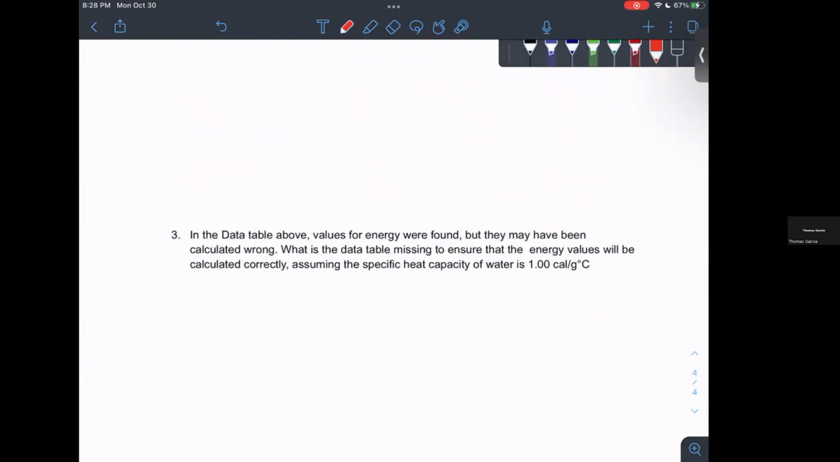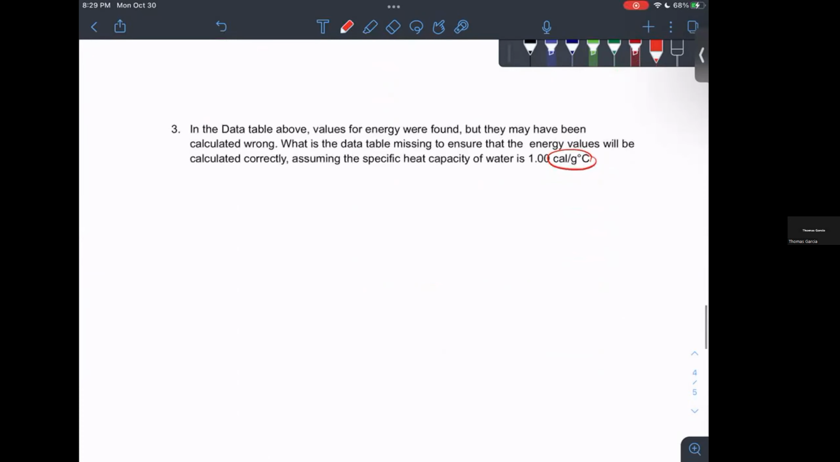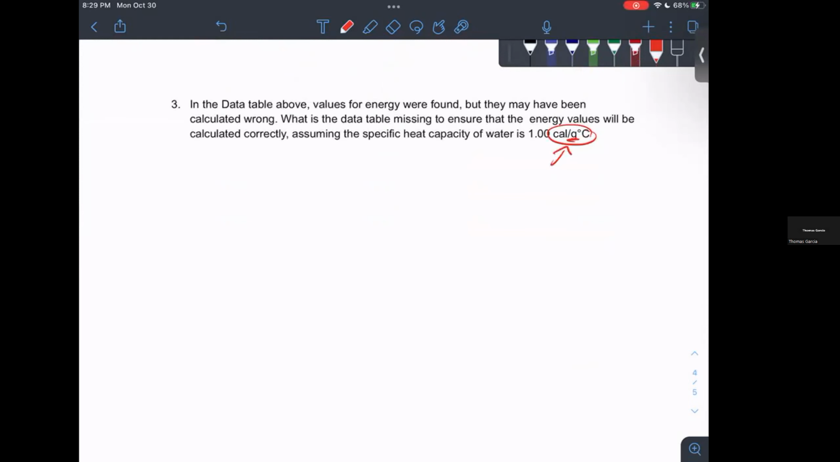All right. In the data table above, values for energy were found, but they may have been calculated wrong. What is the data table missing to ensure that energy values will be calculated correctly, assuming the specific heat capacity of the water is 1 calorie per gram? There are so many answers to this. We can calculate it wrong in so many ways, but I specified units here. And you'll notice there's no units, no units, no units. The mass of the water could be measured in kilograms. If it were measured in kilograms, we cannot use this. If it was measured in ounces, again, we cannot use this value. So the main big thing wrong is there are no units.